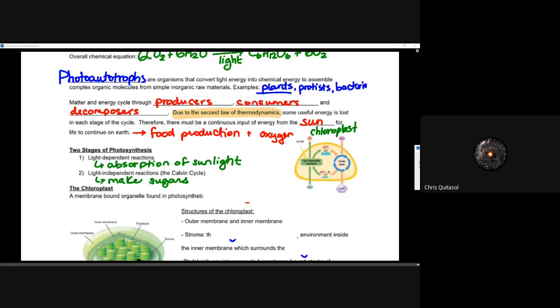So light-dependent reactions are going to absorb that sunlight. They're going to take that sun energy and they're going to harness it and utilize it to create those sugars. The light independent reactions, the Calvin cycle is a component of it, and we'll talk about that as we move forward, but this is going to make the actual sugars. It doesn't need that sunlight because the light dependent reactions have already harnessed that sunlight energy for utilization. But now when we look at things like the Calvin cycle, it's not going to need light in order to make those sugars.